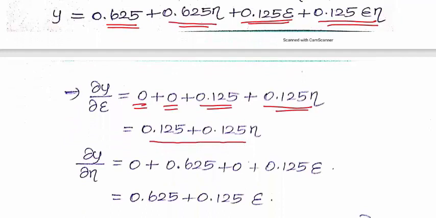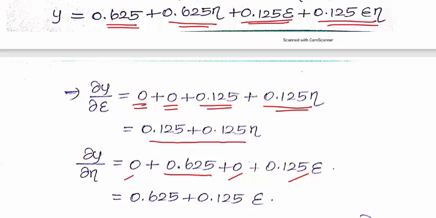Next, partially differentiating the y coordinate position expression with respect to eta. First term differential form 0. Second term, that is 0.625 eta differentiated with respect to eta is 0.625. Third term 0.125 epsilon differentiated with respect to eta is 0. Fourth term 0.125 epsilon eta differentiated with respect to eta is 0.125 epsilon. So dou y by dou eta expression will be obtained as 0.625 plus 0.125 epsilon.